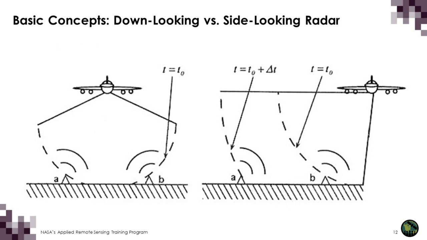The signal would reach point A and point B at the same time and return to the sensor at the same time, which is why you wouldn't be able to differentiate them. However, if the radar is side-looking, such as in the figure on the right, the time it takes for the signal to reach point A and point B is different, and therefore these two points can be resolved.